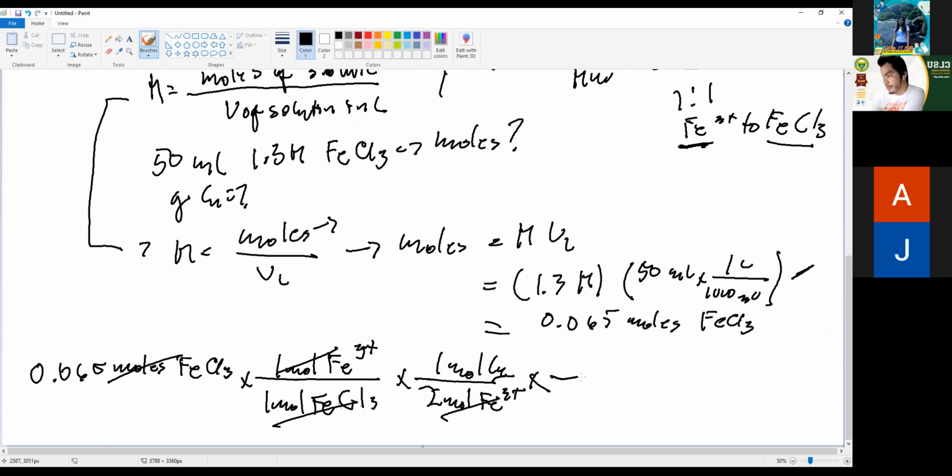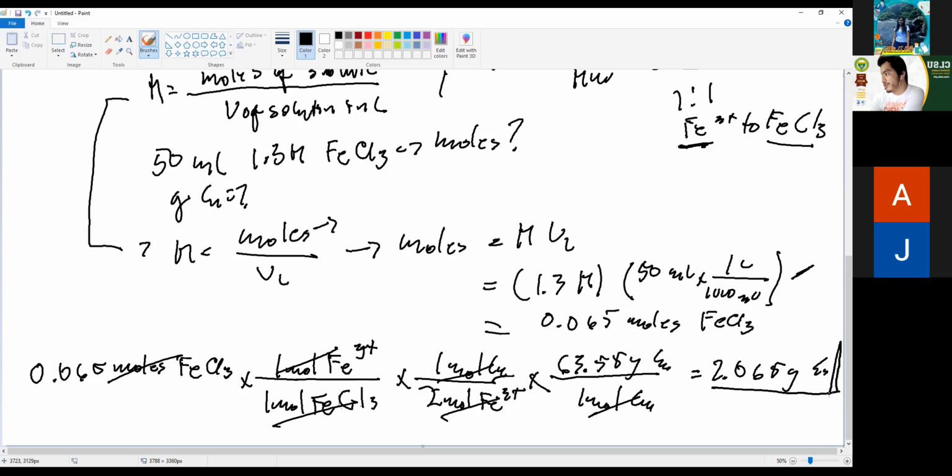So, ang tanong, grams. So, ano ang molecular weight ni copper? Ang molecular weight ni copper is 63.55 grams of copper is to 1 mole ng copper. So cancel yung copper. Ang natirang unit is grams. So performing the equation, ang lalabas dito is 2.065 grams copper. Basta yan. 2.065 grams ng copper.